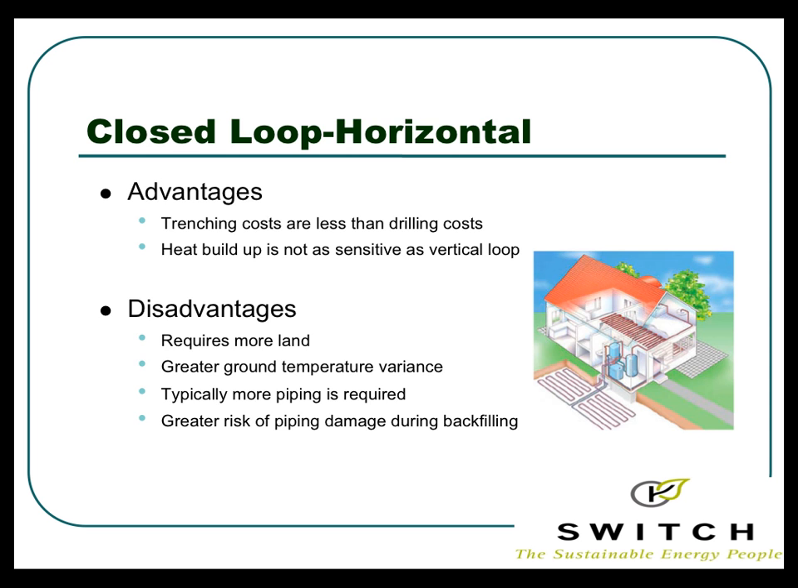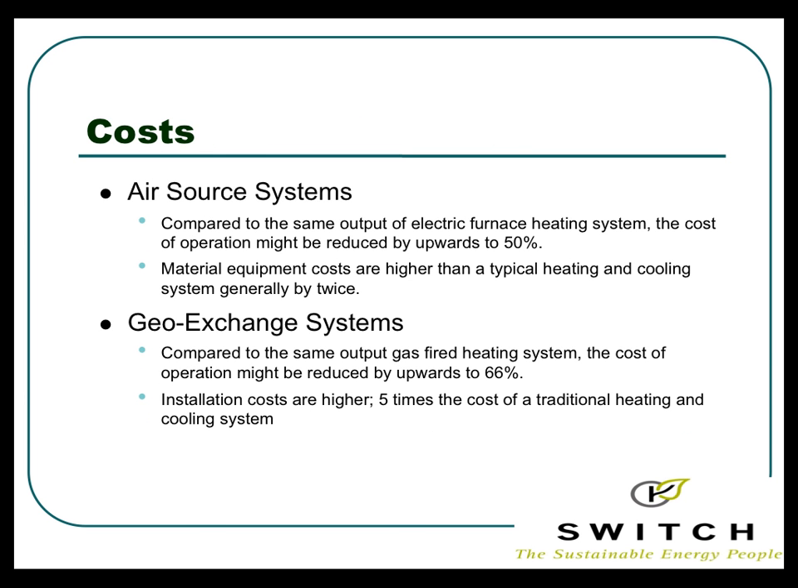So one of the ways to save money is to use, hopefully you have the land space to do a horizontal loop. Now we're dealing with, of course, burying it below the frost line, right? So ideally we want to be in excess of 5 feet down. So we have to have the proper type of property for that. Greater risk of piping damage during backfilling because, of course, we're backfilling a larger area now. Greater ground temperature variation at 5-6 feet down than there would be at the vertical loop, which may be down 200 feet in the ground.